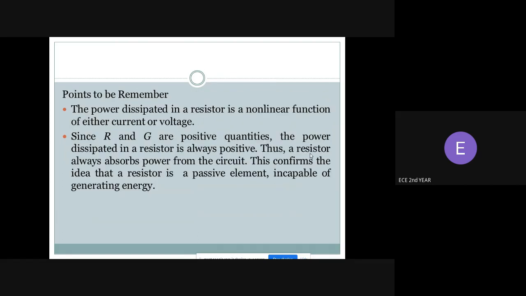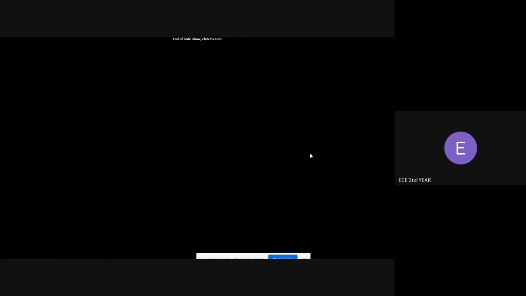Finally, the points to be remembered for Ohm's law: the power dissipated in a resistance is a nonlinear function of either current or voltage. Since R and G, resistance and conductance, are positive quantities, the power dissipated in a resistance is always positive. Thus a resistance always absorbs power from the circuit. This confirms the idea that the resistor is a passive element, incapable of generating energy.